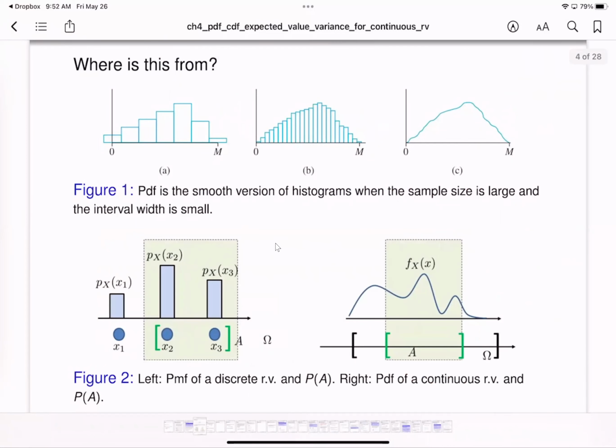Where is the PDF really from? We know about the histogram. Basically, the PDF was trying to give a smooth approximation when we consider using the histogram. In the picture here, panel A is a histogram with very big intervals, B has more intervals, and C is when the curve becomes smooth.